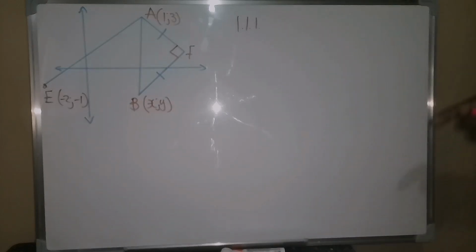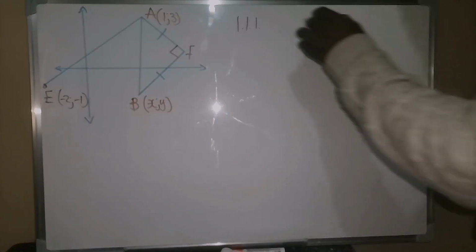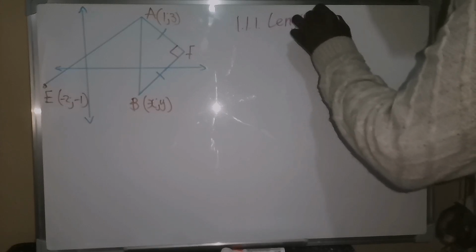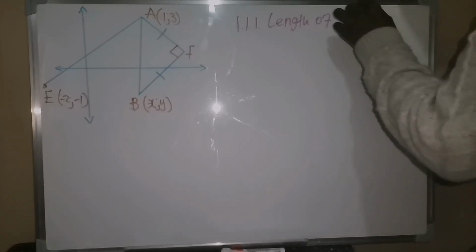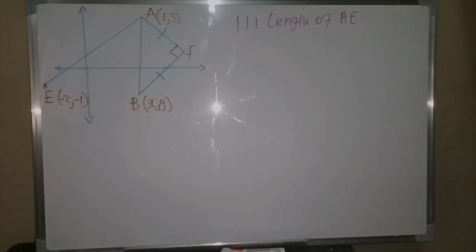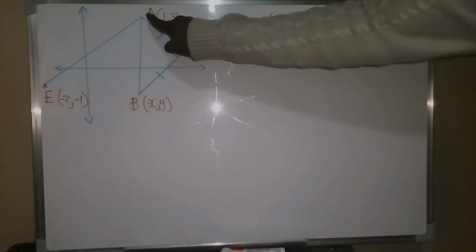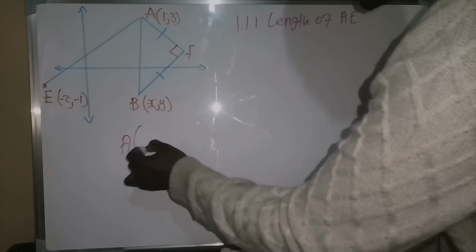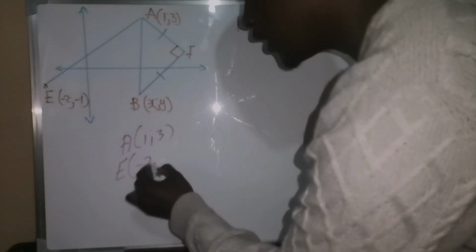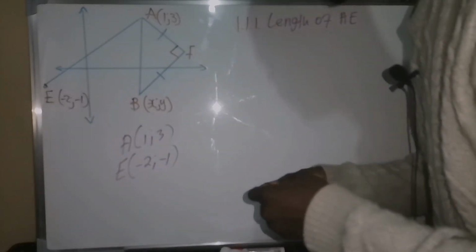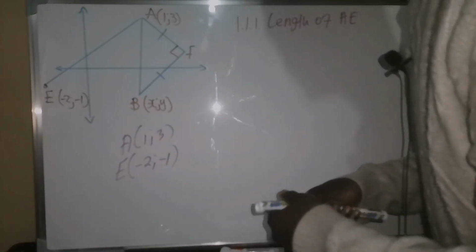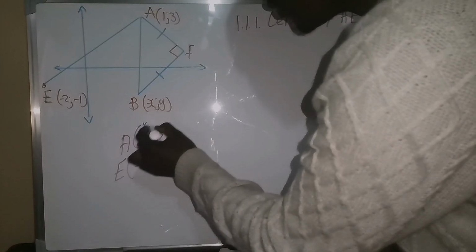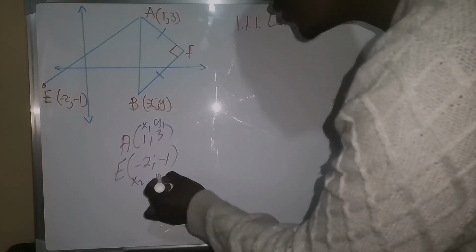Question 1.1.1 says: determine the length of AE. Where is A and where is E? AE is the length of this line. The coordinates of A are (1, 3). The coordinates of E are (-2, -1). Please label your coordinates the usual way: x1, y1, x2, y2, so you are not confused.